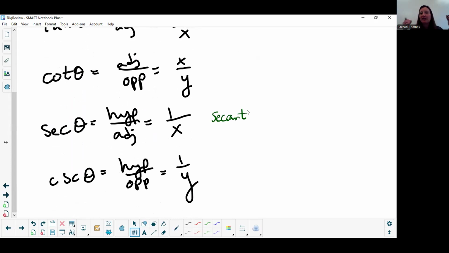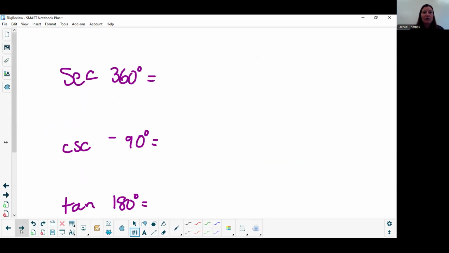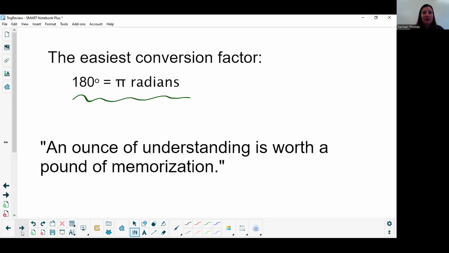Secant is the reciprocal of cosine. You might wonder why secant isn't the reciprocal of sine, but there's a good reason for that. Keep going in calculus and you will understand why secant goes with cosine instead of with sine. And then cosecant is the reciprocal of sine, so 1 over x and 1 over y. So a classic problem here looks like this.